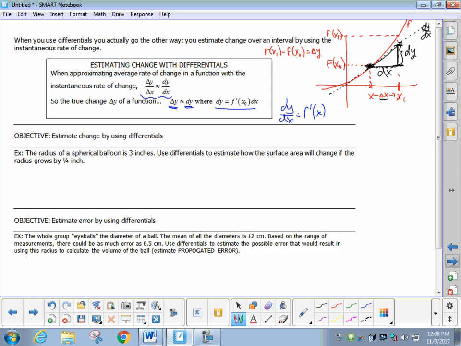Now, pointing to that, then, dy is pretty close to delta y. That's the next big idea. We're going to use dy to approximate delta y. Cool? All right. Now then, the question would be, well, what is dy?